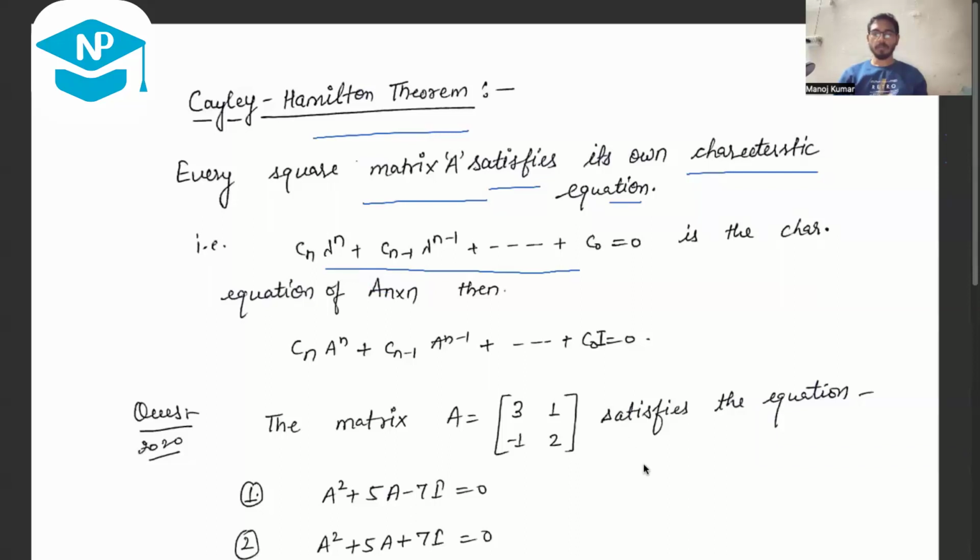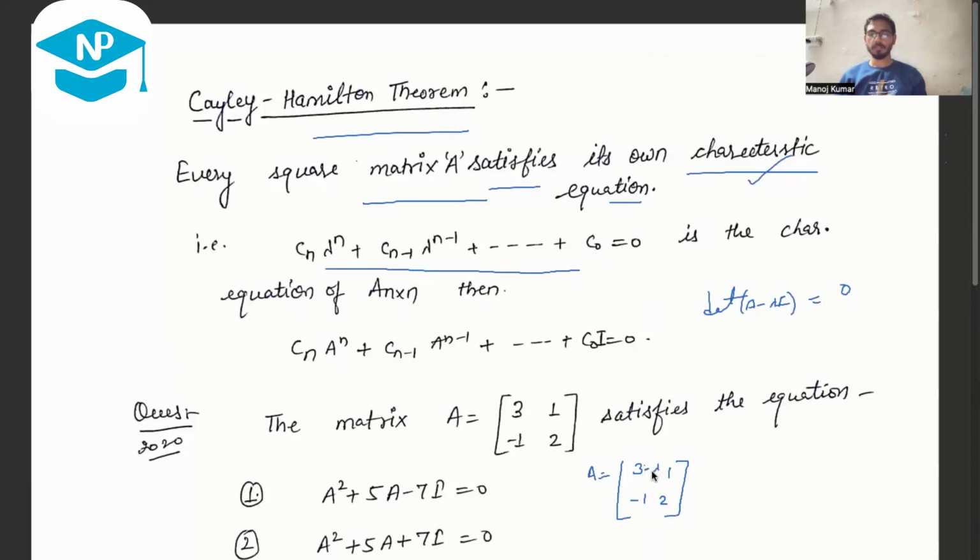So now we will do one question which is also from your previous year question papers. Here our matrix A is this, and 2. So here the question arises: what is the characteristic equation? The characteristic equation is determinant of A minus lambda I equal to 0. So we have to find A minus lambda I first.